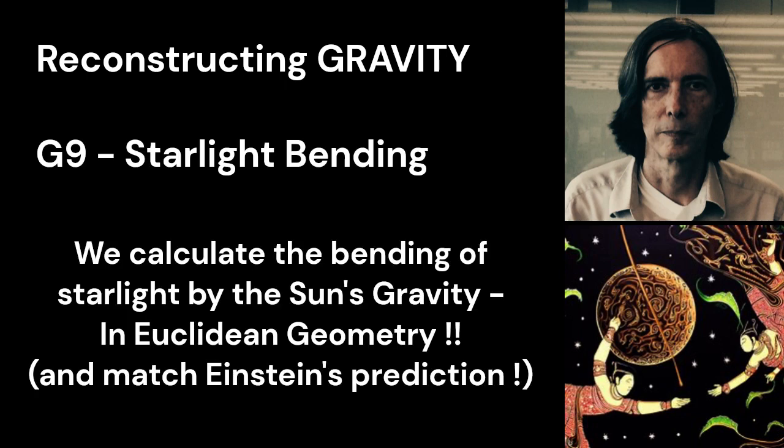This is Ted Cole again, and this is Chapter G9 called Starlight Bending. In this video, I'm going to show you a calculation of the bending of starlight by the sun's gravity. But it's going to be done with our constructive model, and it's going to be done in Euclidean geometry. But the results match very closely to Einstein's prediction.